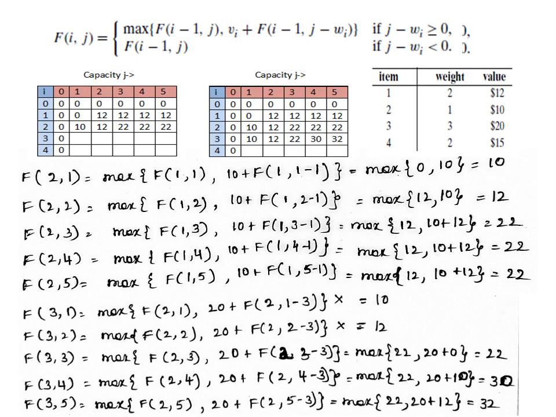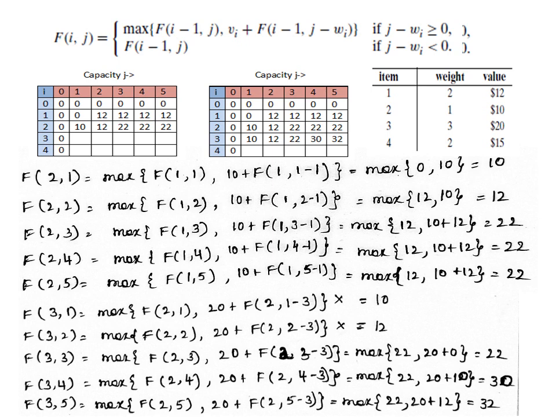Then for the second row, that is f of 2, 1. Now the i value is 2, the j value is 1, which is equal to the maximum of f of i minus 1, that is 1, 2 minus 1 is 1, j value is 1. Here we have to use vi, that is v2. The v2 value means the value of the second item, which is equal to 10. 10 plus f of 1, 1 minus 1, f of 1, 0, which is 0. So among the maximum of 0 and 10, the value is 10. So f of 2, 1 is equal to 10.